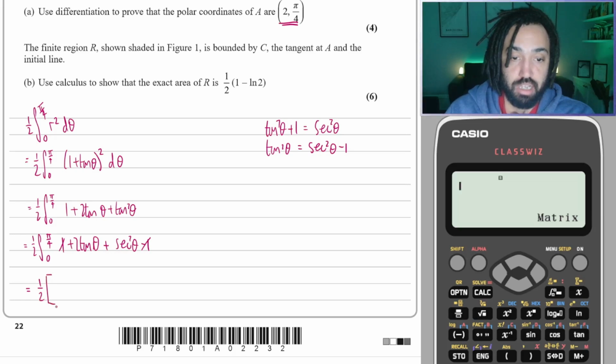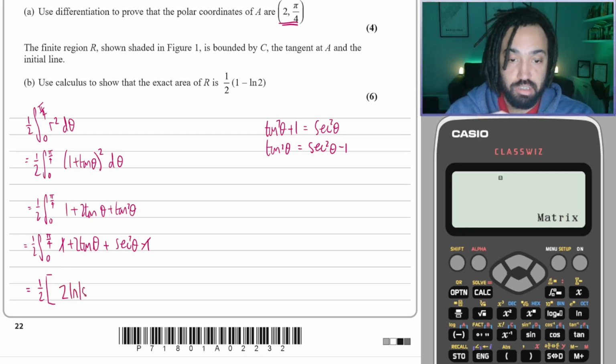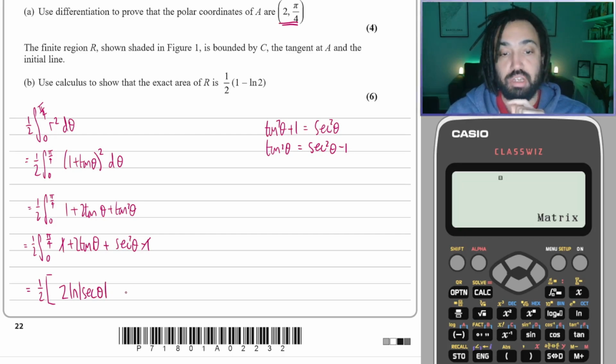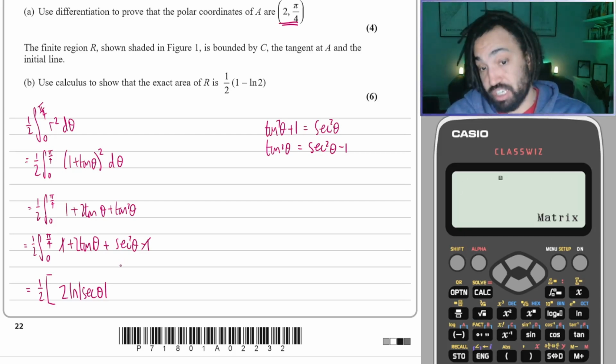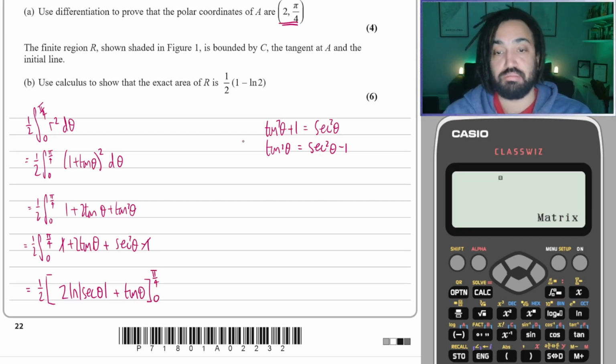Okay, so what does tan integrate to? Tan integrates to ln sec, and that is in your formula booklet. So that's 2 ln sec theta. Perfect. And what does sec squared integrate to? Well, that integrates to tan, because we know that tan differentiates to sec squared. So that is just going to be tan theta, just like that. And that is between pi over 4 and 0. Okay, great. Right, so now to substitute in our limits.